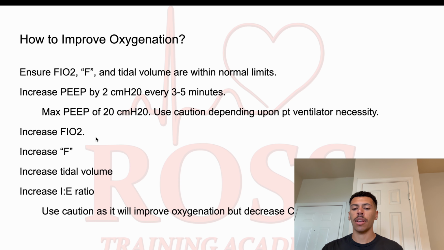And then we can start looking at increasing the FiO₂. We can go ahead and increase the rate, and then we can increase the tidal volume, and then we can increase the I to E ratio. This will be the last thing that you would want to change. Use caution as it will improve oxygenation, but it will decrease CO2 clearance. Depending on why the patient's on the ventilator, they might need increased CO2 clearance.